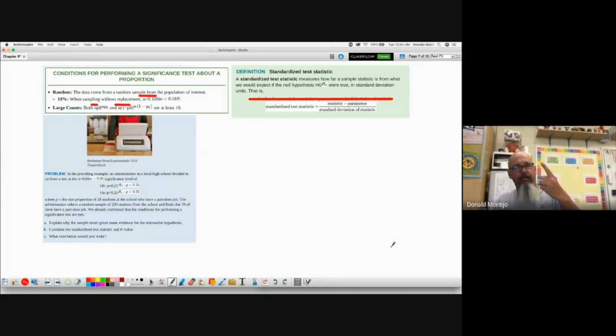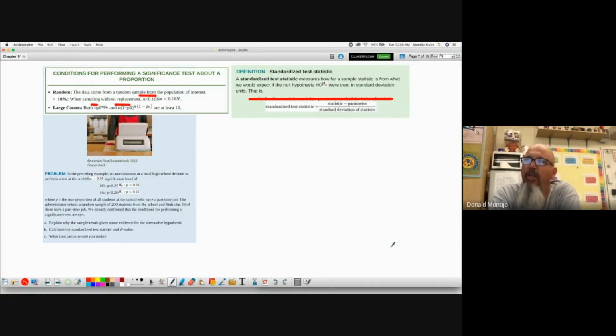What are we going to do? Are we allowed to do it? Do it. Tell us what it means. Same as in a confidence interval, 4 steps. And the conditions are what we're going to look at right now. The conditions of a significance test are the same as they were for a confidence interval.